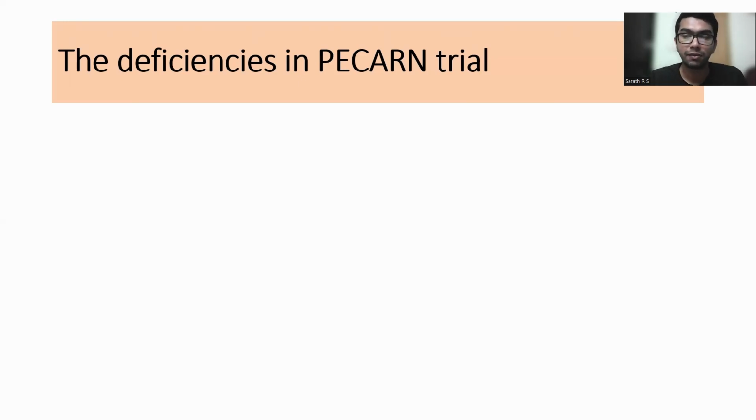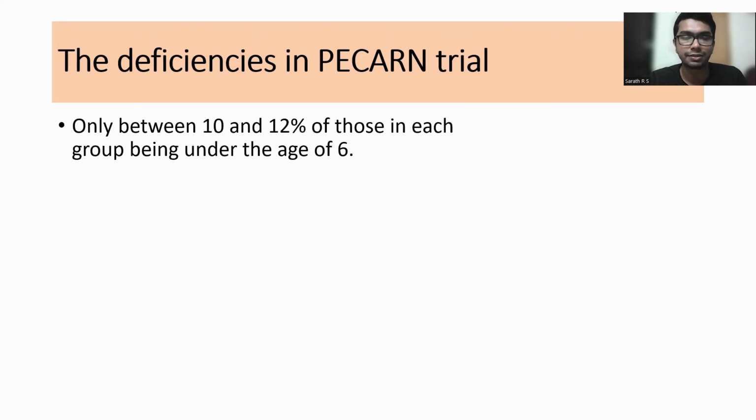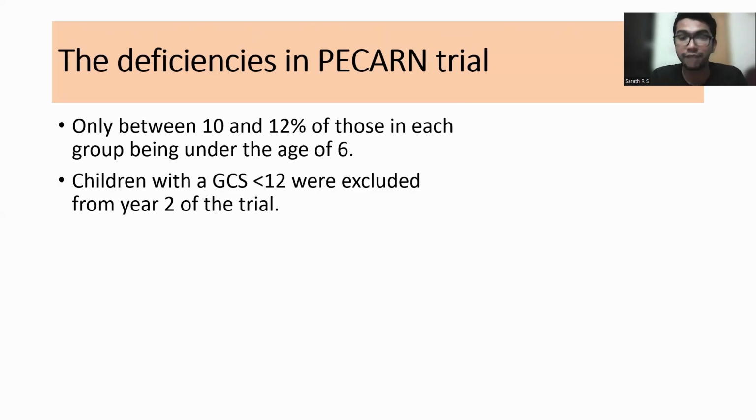However, it was not a flawless study. There were deficiencies. One of the deficiencies was that only 10 to 12% of the study population were under the age group of 6. We know that the younger the population, the more the risk of cerebral edema. So if they haven't included more younger children, how can they say that this study is internally and externally valid? And children with GCS of less than 12 were excluded from year 2 of the trial. That means the sickest children were not included in the study. These two were the deficiencies in the study, because of which we cannot completely generalize this study in all populations and across all situations.